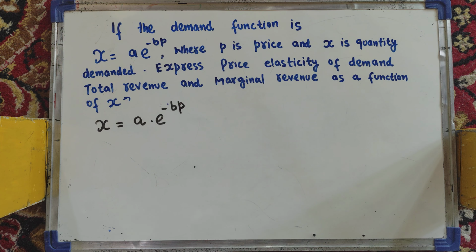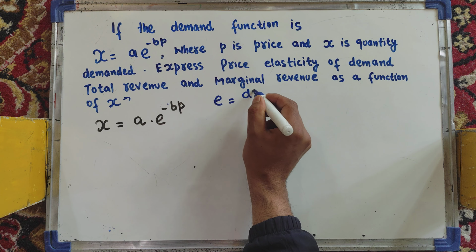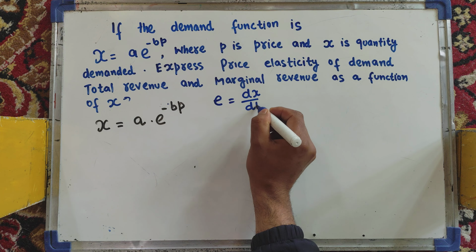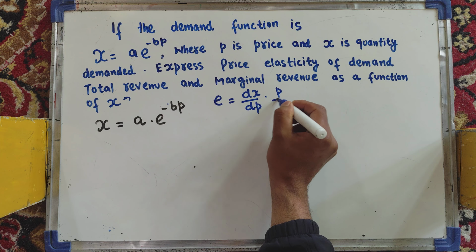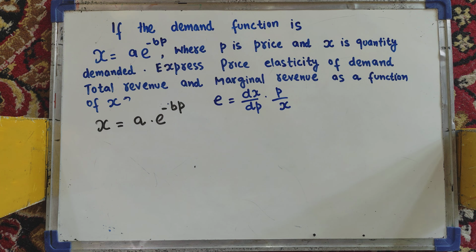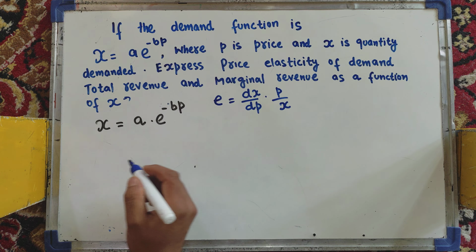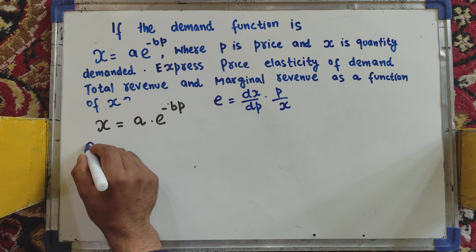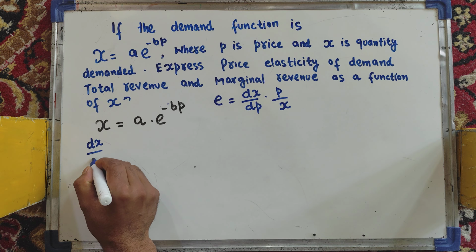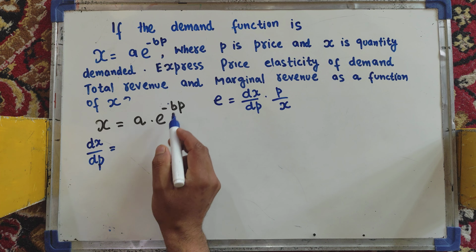Elasticity of demand, we know, is given by the change in the quantity demanded due to the change in the price, and the price upon quantity demanded at that very price. So what will we do here? We can take this dx upon dp here. So we have dx upon dp, that is the derivative of this function with respect to price.